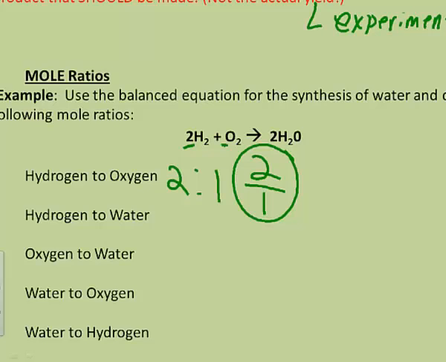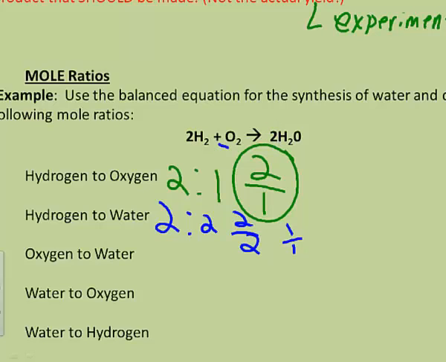So the next one is going to be hydrogen to water. So we get 2 hydrogens and 2 H2Os. It's a 2-to-2 ratio. Once again, you could write it as 2/2. And this one, you could simplify it. You certainly do not have to go 1/1. The math will work the same way, so you don't have to simplify it, but either one of those answers would technically be correct.